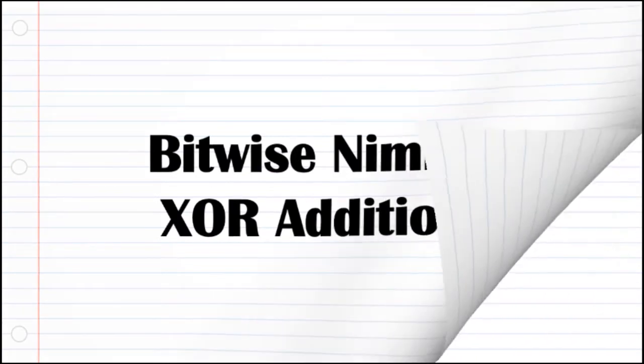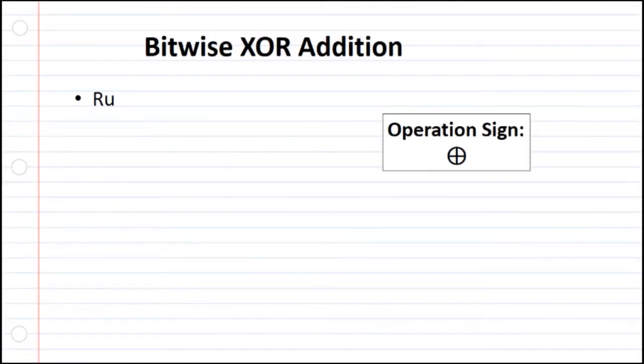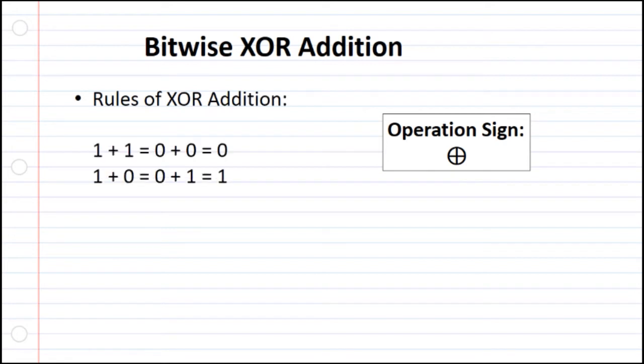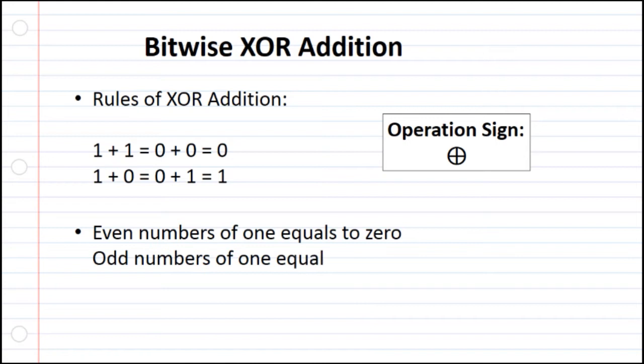The rules of the bitwise XOR addition are as follows. 1 plus 1 and 0 plus 0 equals 0. 1 plus 0 and 0 plus 1 equals 1. This is equivalent to saying an even number of 1s equals 0 and an odd number of 1s equals 1.